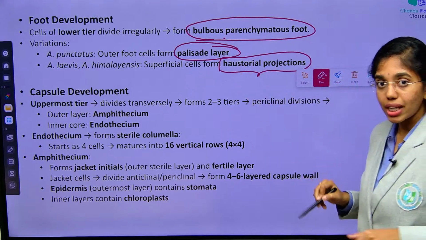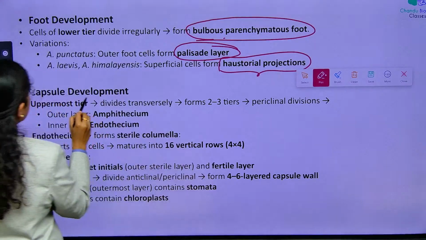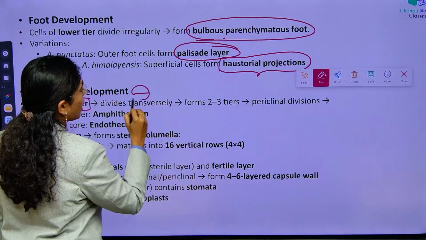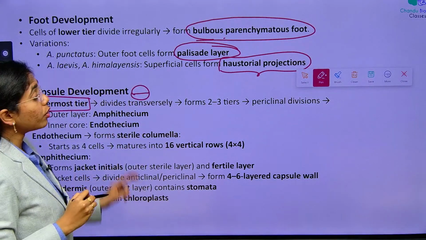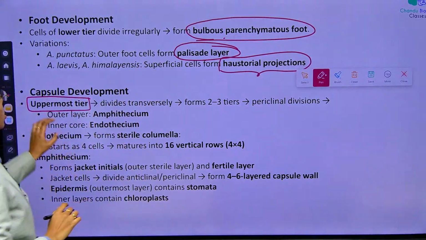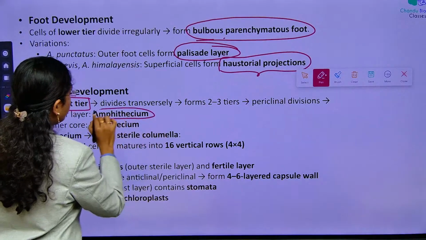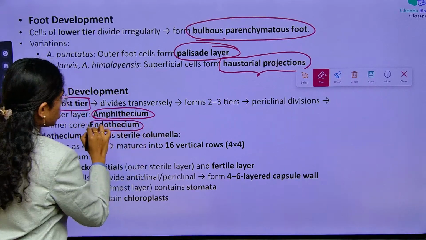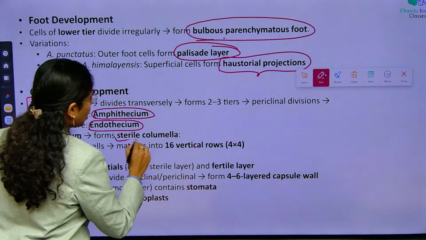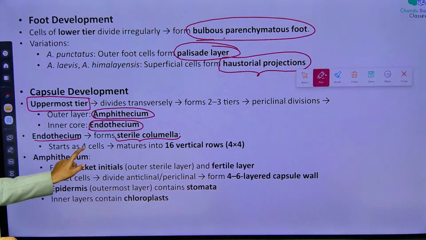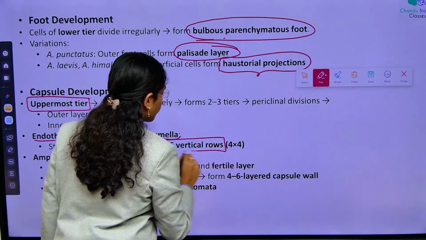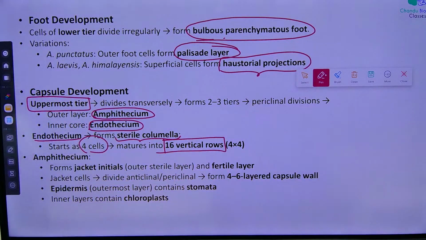Fine. And if you see capsule development, outermost tier, this will divide transversely, forming 2 to 3 tiers. After periclinal divisions, this forms outer layer, that is amphithecium, and inner core, that is endothecium. Amphithecium and endothecium. Endothecium will form a sterile columella. Fine, right? This will start as 4 cells and then it will mature to 16 rows.